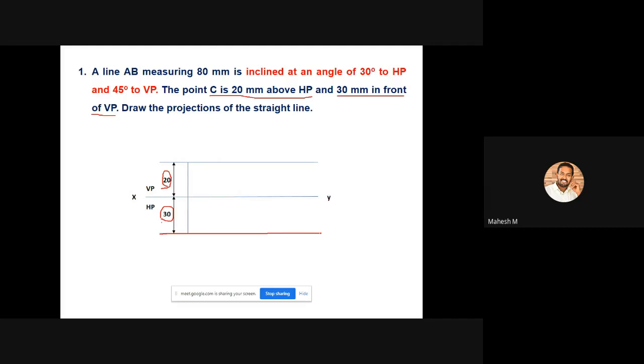Is it okay? Any doubts up to this? Sir, if we take the point C... sir, A, B, that is a line, and a point C. Oh, sorry. The question name is regular.